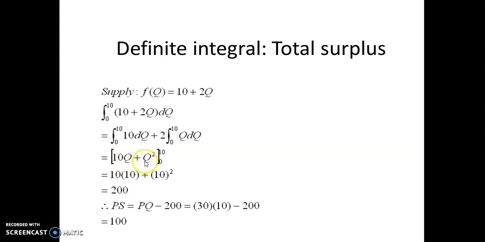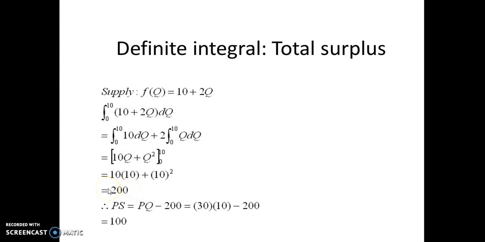So I've got 10q plus q squared, and I now need to evaluate it at my lower and upper limit. If I evaluate this at the upper limit, I get 10 times 10 plus 10 squared, so that is 100 plus 100. That gives me 200.